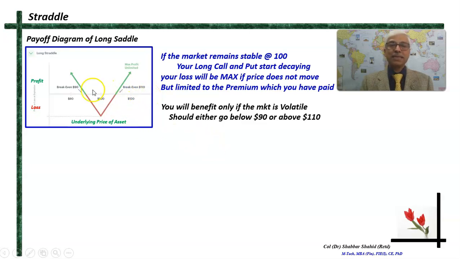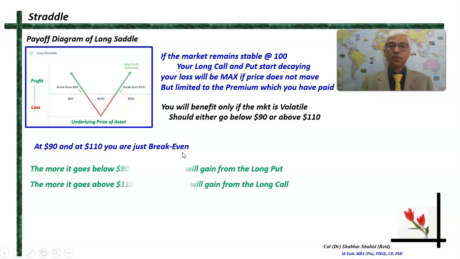If that happens, then you get into the green zone. You start profiting on either side. If the market expires exactly at 90 or 110, if your option expires at these figures, then you will just break even. No profit, no loss. Alright. The more it goes below 90, you will gain. The more it goes above 110, again you will gain. Between that, you are in a loss.